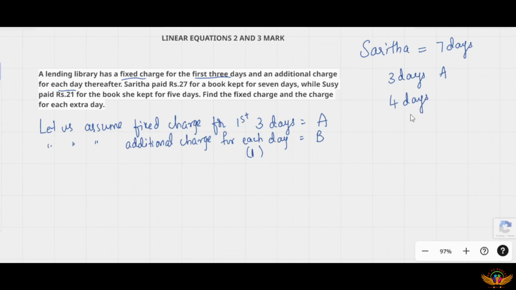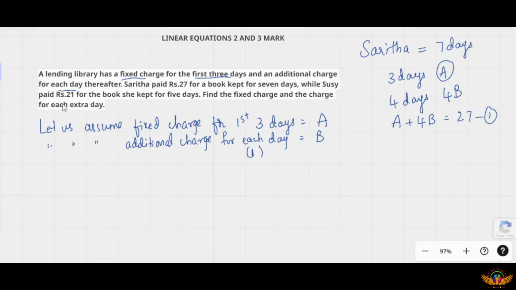So each day we are assuming as B. So we are taking it as 4B. Why? Because for 3 days I have taken A, and for 4 days 4 into B, because for each day they will be charging an extra charge, right? So 4 into B, 4B. So A plus 4B. Why? Because 3 days plus 4 days, total 7 days, how much did she pay? 27 rupees. This is our first equation.